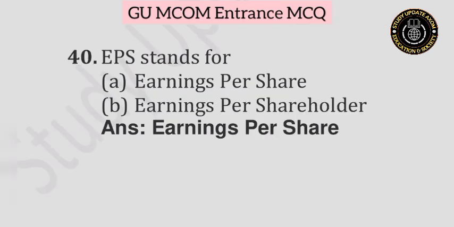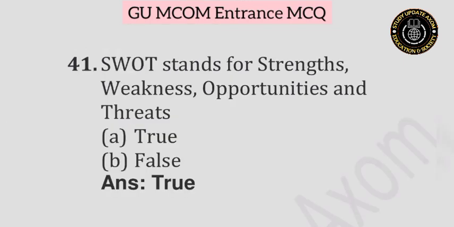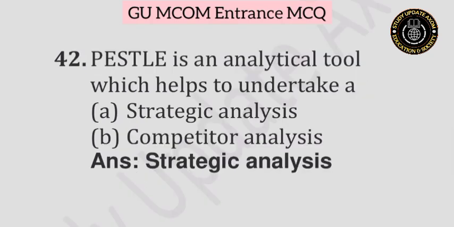Question number 40. EPS stands for. Option A. Earnings per share. Option B. Earnings per shareholder. Answer is earnings per share. Question number 41. SWOT stands for strengths, weakness, opportunities and threats. Option A. True. Option B. False. Answer is true.